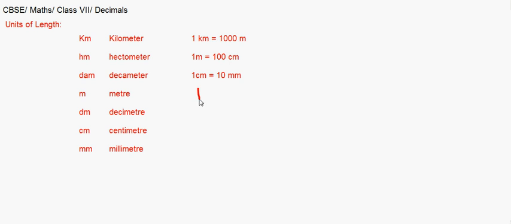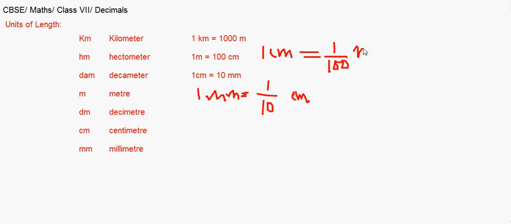So if I am writing 1 millimeter, that is to be divided by a multiple of 10, 1 by 10 centimeter. If I am converting here 1 centimeter to meter, then I will be writing 1 centimeter is equal to 1 by 100 meter. This is the basic conversion.